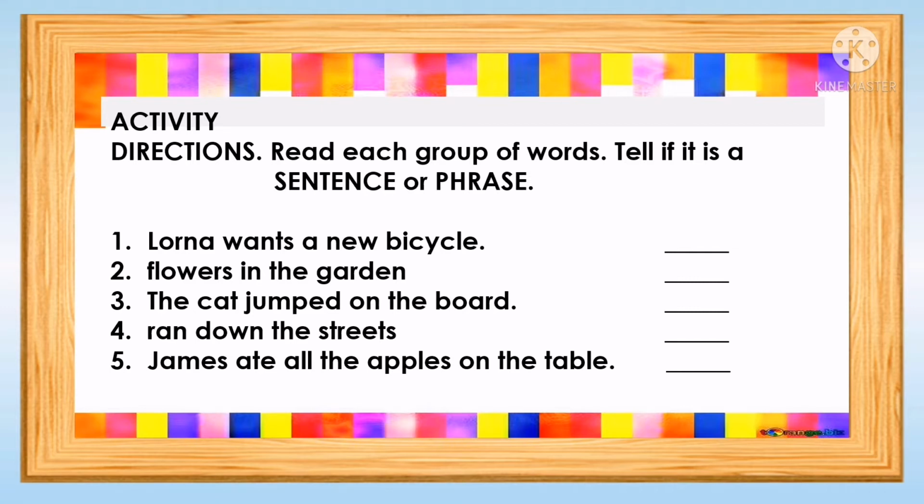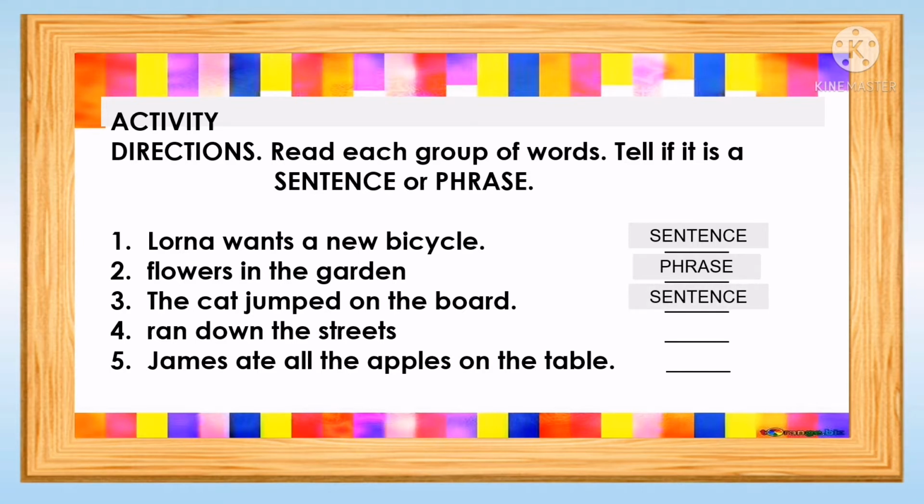Okay? For number 1, Lorna wants a new bicycle. What is this? A sentence or a phrase? Well done! This is an example of a sentence. Number 2, flowers in the garden. The answer is very good, phrase. For number 3, the cat jumped on the board. And this is an example of, very good, a sentence.